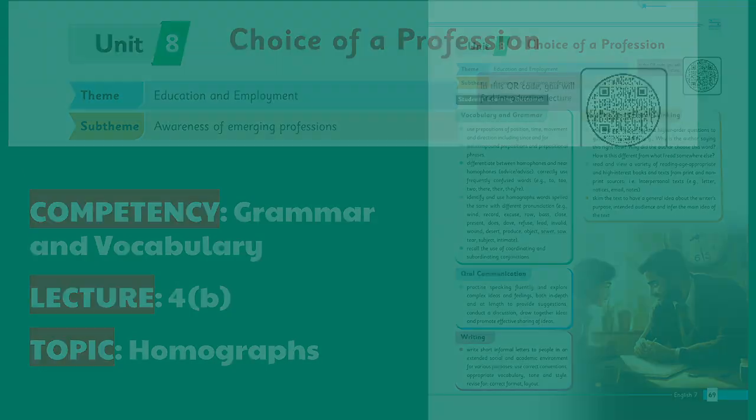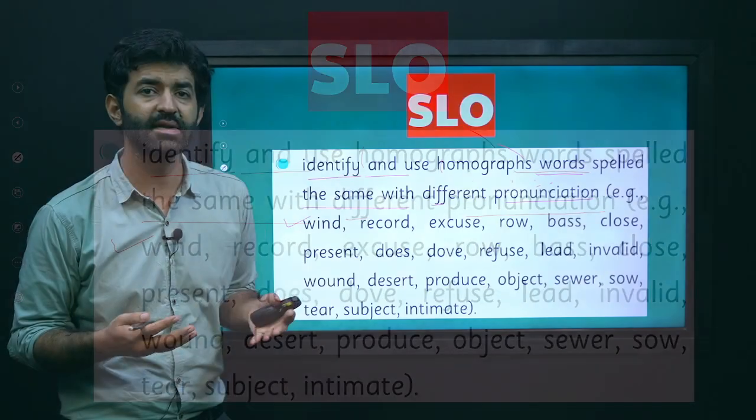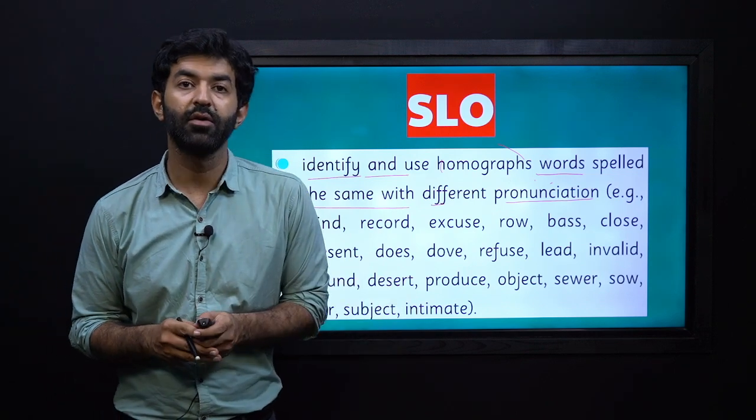So for homographs, we have the students learning outcome. Identify and use homographs, words spelled the same with different pronunciation. Yes, these are the words that have same writing, same kind of spellings, but they have different pronunciations. These are some examples that are given over here, and we will try to learn them and some other examples as well. So this is your students learning outcome that we will cover.